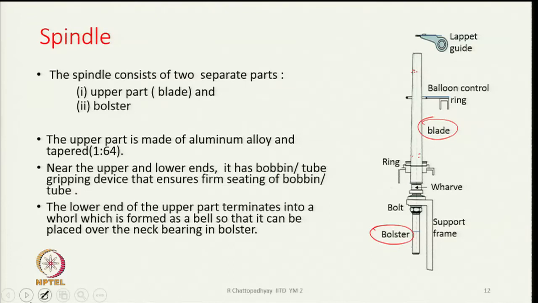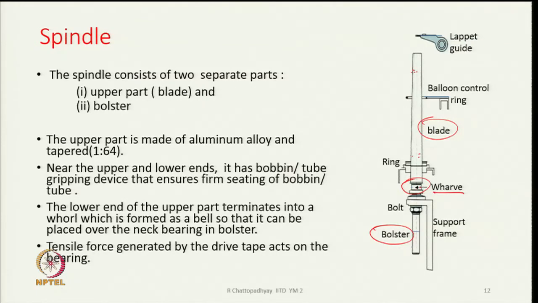The lower end of the upper part, the blade part, terminates into a hole which is formed as a bill so that it can be placed over the neck bearing in the bolster. The whorl is here as shown in the diagram. The tape, the driving tape, will be running on this whorl and will turn the spindle. As a result, a tensile force is generated by the drive of the tape and acts on the bearing itself. So, this is the blade part, the whorl is here, the ring is here, and the balloon control ring is here. The lappet guide is also shown in the diagram.